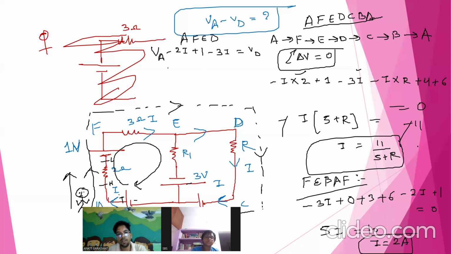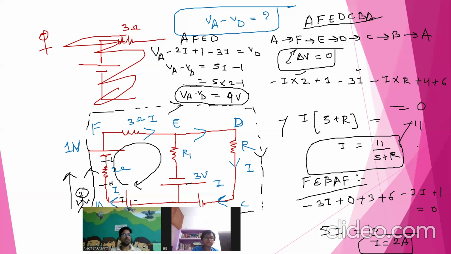Yes, sir. Then please tell me VA minus VD, how much? 3 plus 2, 5I minus 1. I is how much? 2. How much voltage drop? 5 twos are 10, minus 1, 9 volt. That's the answer, 9 volts. Understood? Simply, just apply the rules. If you apply Kirchhoff's law, you will get the answer.